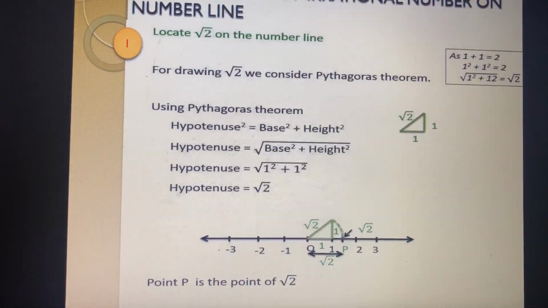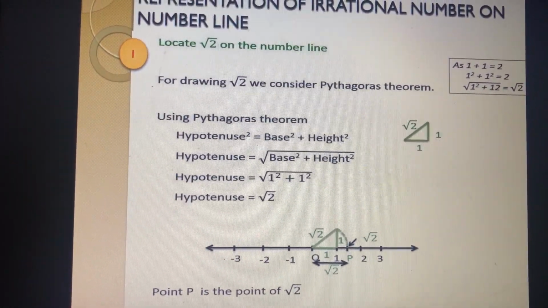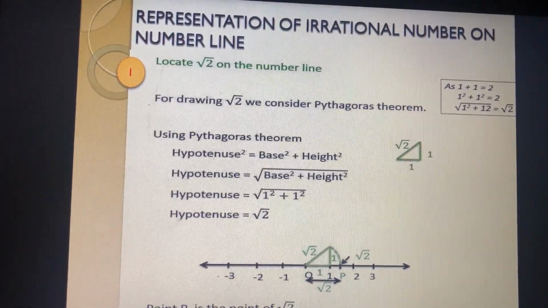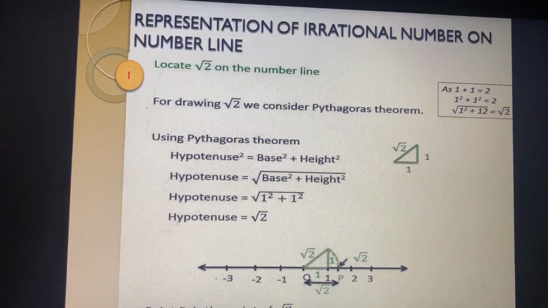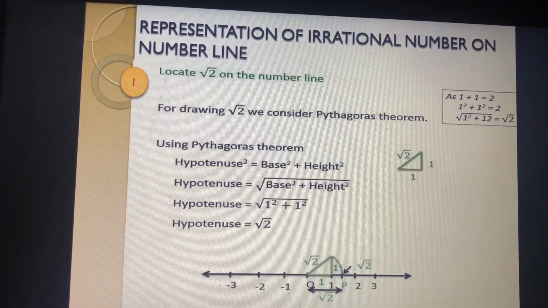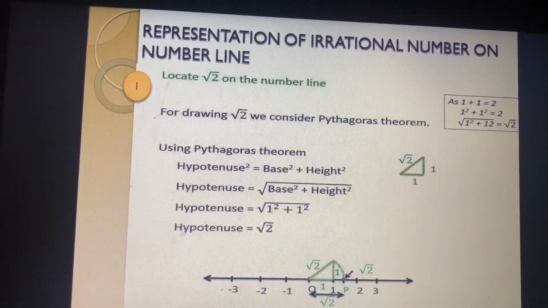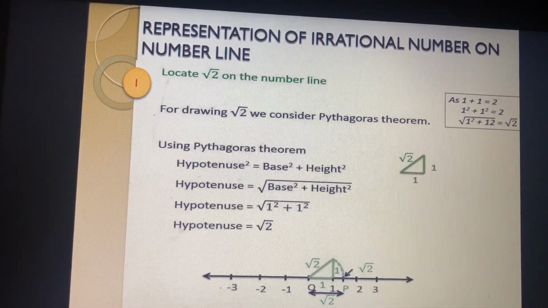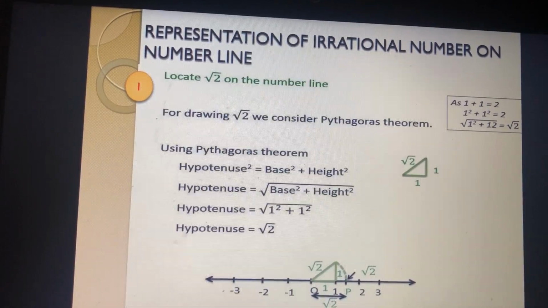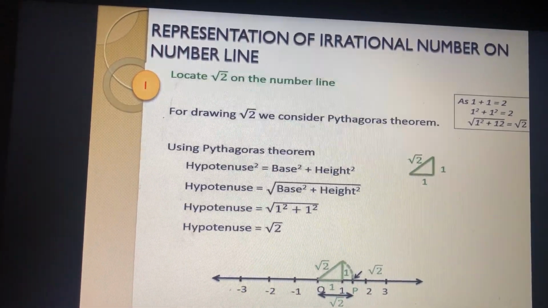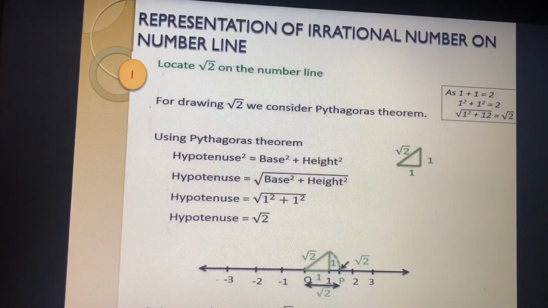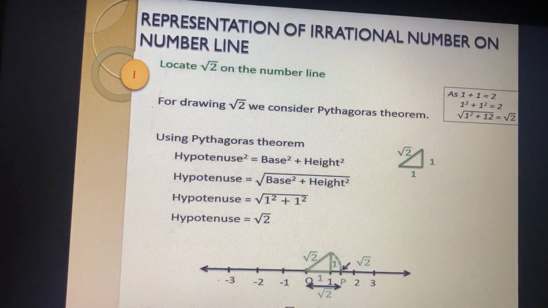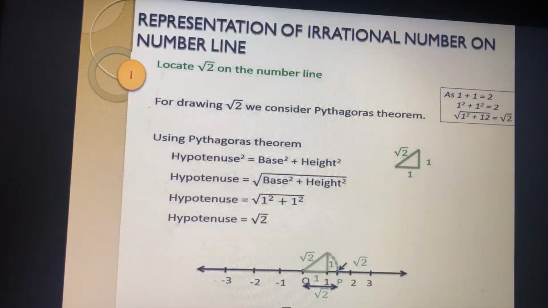Now we are representing irrational numbers on the number line. How do we represent them on the number line? This is the first type. Locate root 2 on the number line. How will we represent root 2 on the number line? In previous classes, we studied the number line with rational numbers, integers, whole numbers and natural numbers. Until now we have learned number lines only with these numbers. But now we will represent an irrational number, that is root 2.